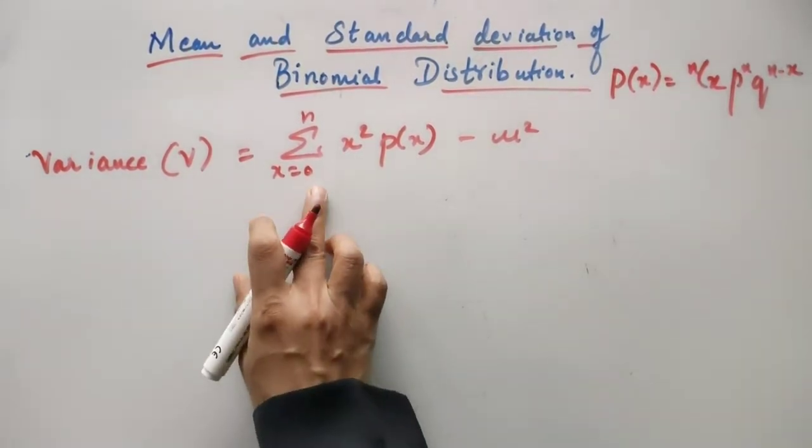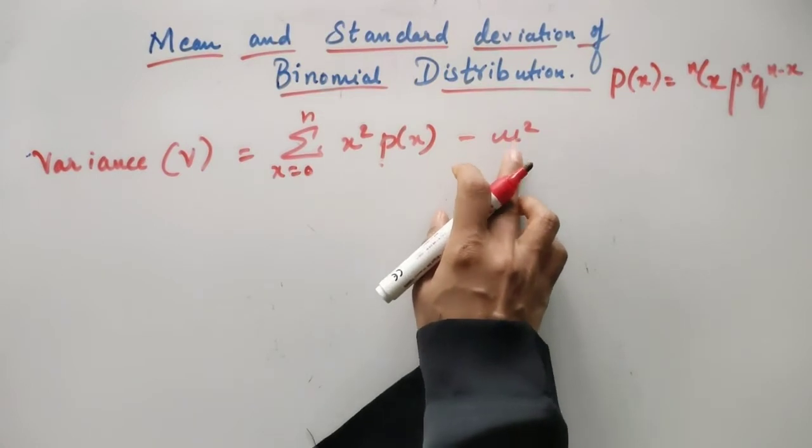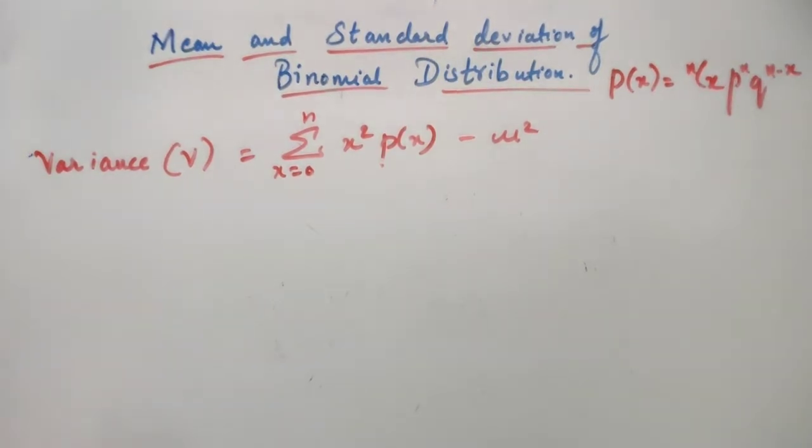Variance can also be evaluated this way. Now I will only consider the first part. Mu square we know; mu we have found, it is n into p, so it's not a problem for us. Only concentrate on the first part of the expression.